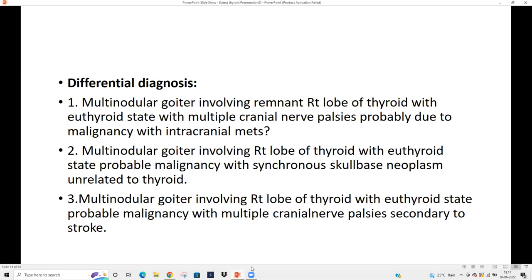Even up to 20% of papillary carcinomas can also spread hematogenously to bones. Not only the higher incidence for lymph nodes and lungs, but the retropharyngeal and the cranial as well.